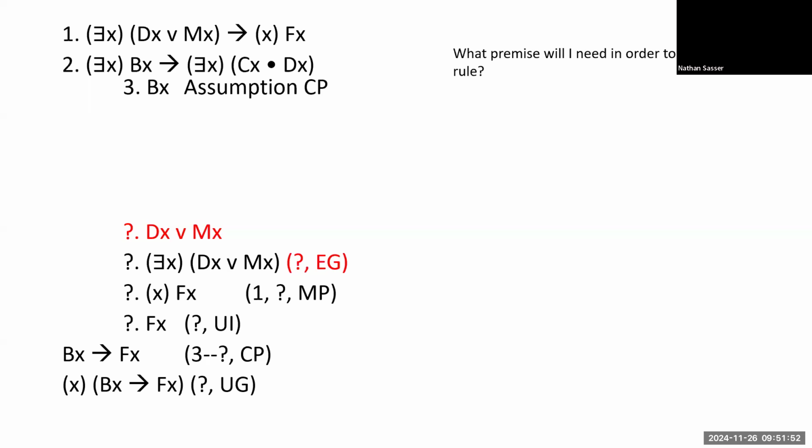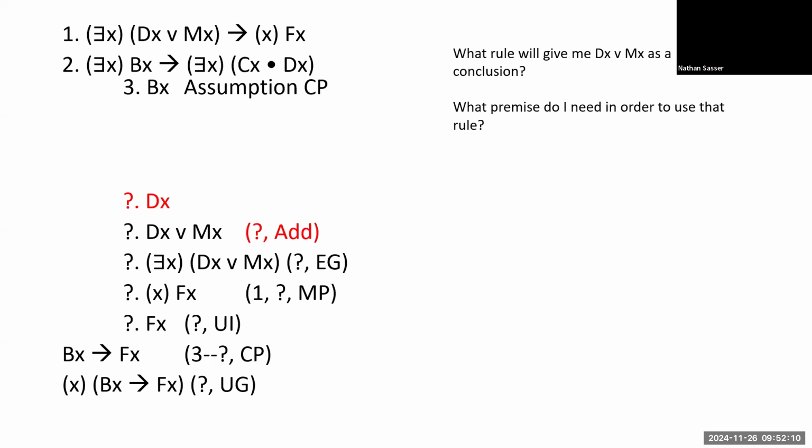What rule do you know that will give you as a conclusion a disjunction? Well, sure, there's constructive dilemma, but we don't have the pieces for that. And there's a number of other things too. But the easiest, the first, and my favorite way to get a disjunction is addition. If I'm going to use addition, what premise am I going to need? I'm going to need the first disjunct. So I'm going to need Dx.